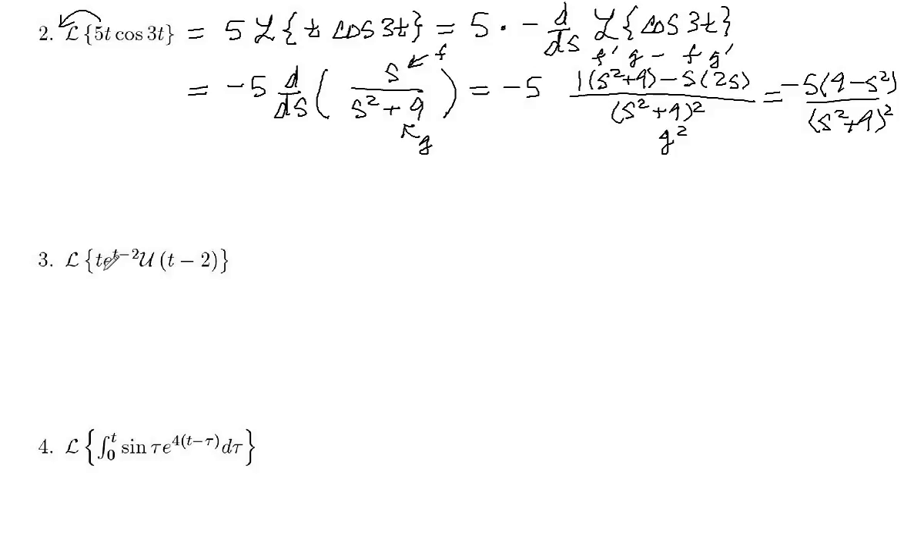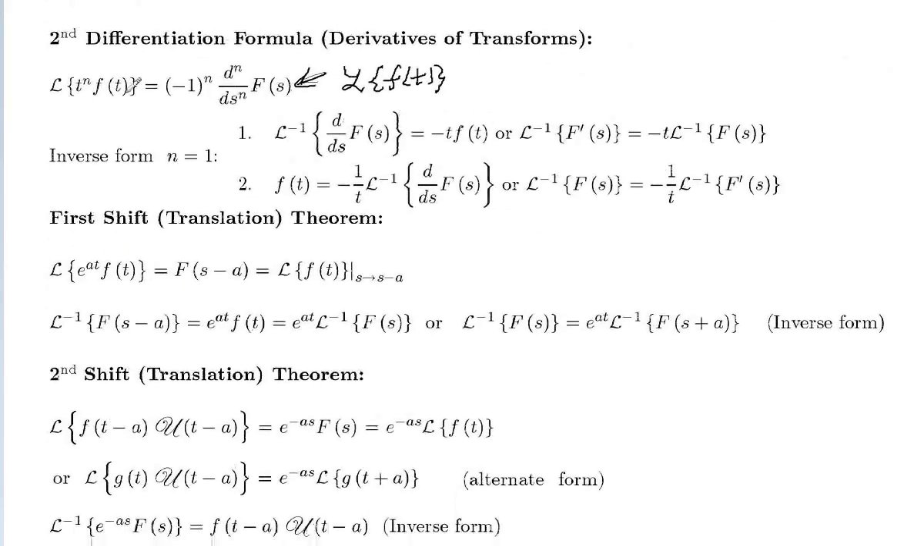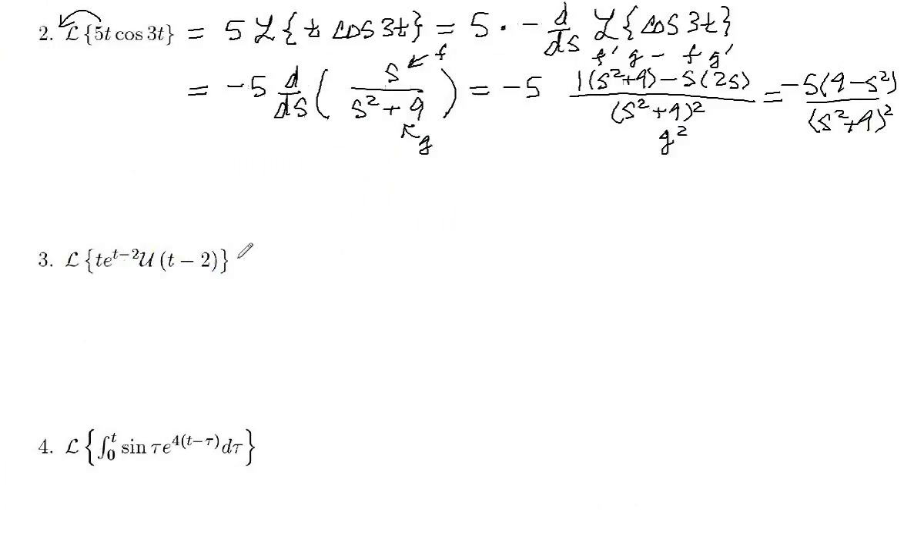Let's take care of the multiplication by t. That's what we just did up here. That was second differentiation. So do a negative derivative, and then the transform of what's left. Taking out the t, this will be negative derivative with respect to s of the Laplace transform of what's left without the t, which is e to the t minus 2 u of t minus 2.